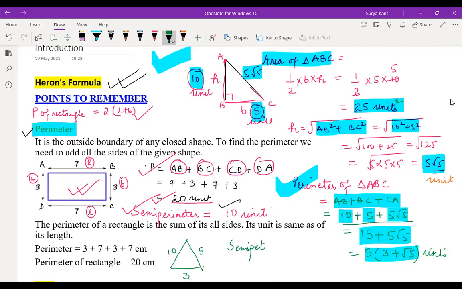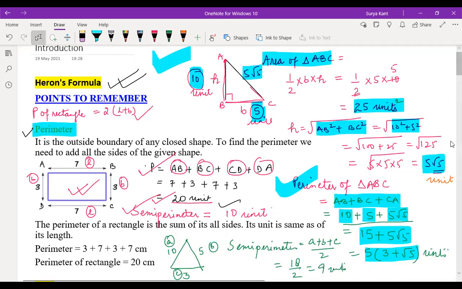Satvik, what is the semi-perimeter of this triangle? 9. Very good. Because we are having all the sides here A, B, and C, so semi-perimeter is A plus B plus C divided by 2. So we get 18 divided by 2, that is 9 units. I hope this perimeter and semi-perimeter is clear to everyone. Yes, sir.